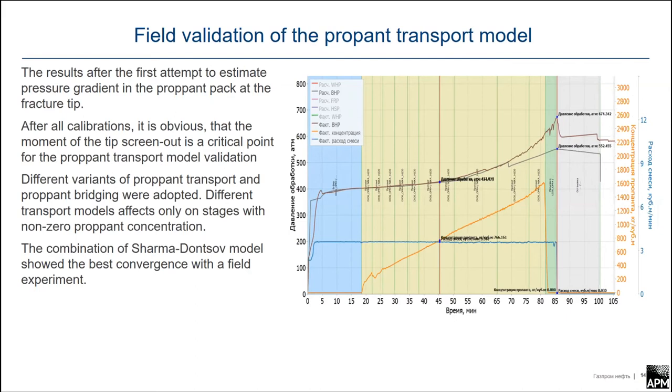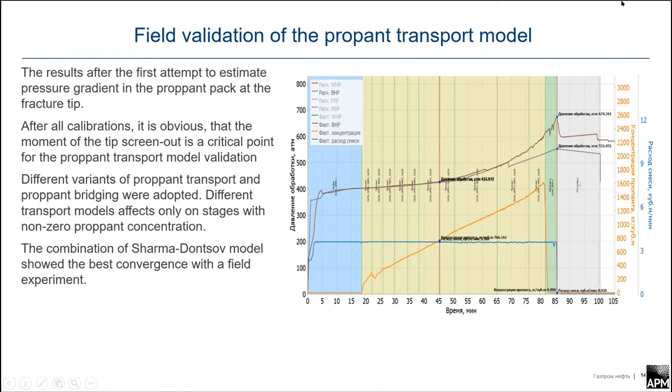We conducted this experiment just to make sure which proppant transport model is best, because as we see, the time of tip screen out should be a very important parameter, because if screen out starts earlier, the rapid pressure growth would start earlier. So you should choose a decent proppant transport model to predict this point. And we had four different variants for proppant transport models in the literature, and five proppant bridging criteria. So in total, it was 20 variants.